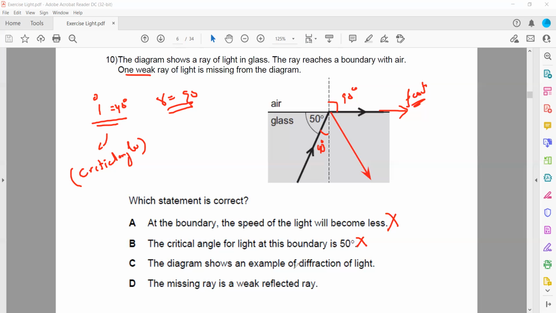The diagram shows an example of diffraction. Diffraction means spreading of the light. When the light spreads, we call that diffraction. So this is not diffraction. The missing ray is a weak reflected ray. That is true. The reflected ray is not shown here, it is missing from this. Is it clear? Any questions, discussion? Any doubt in this?